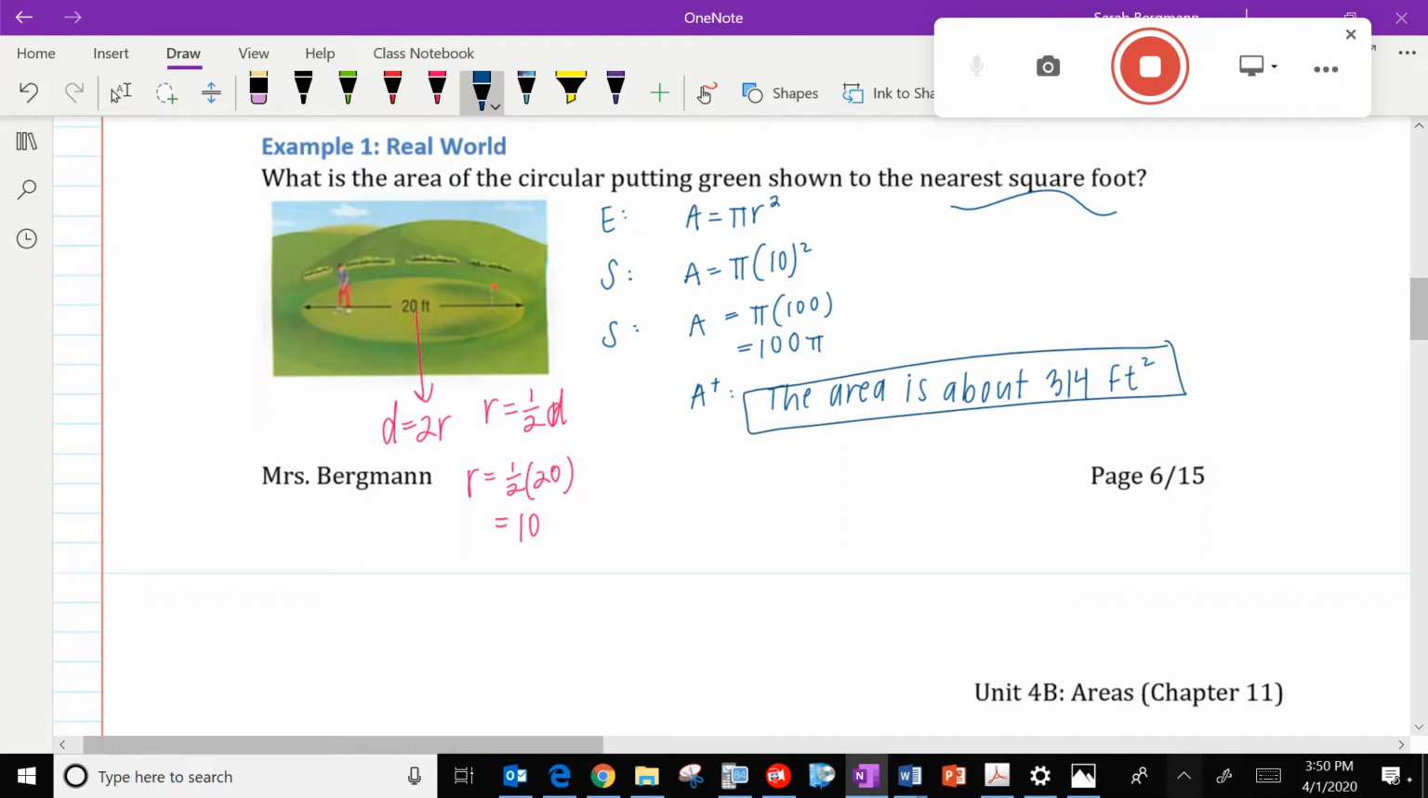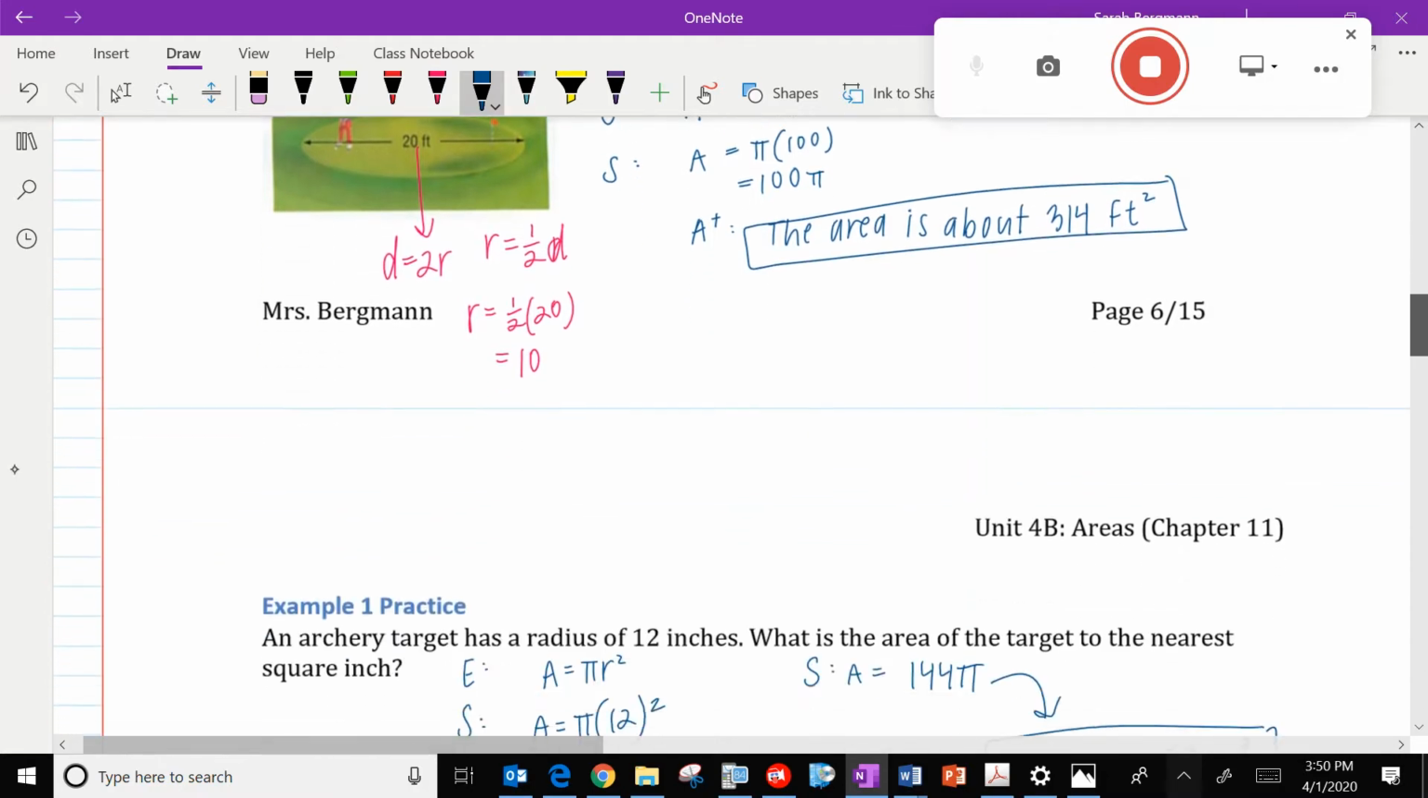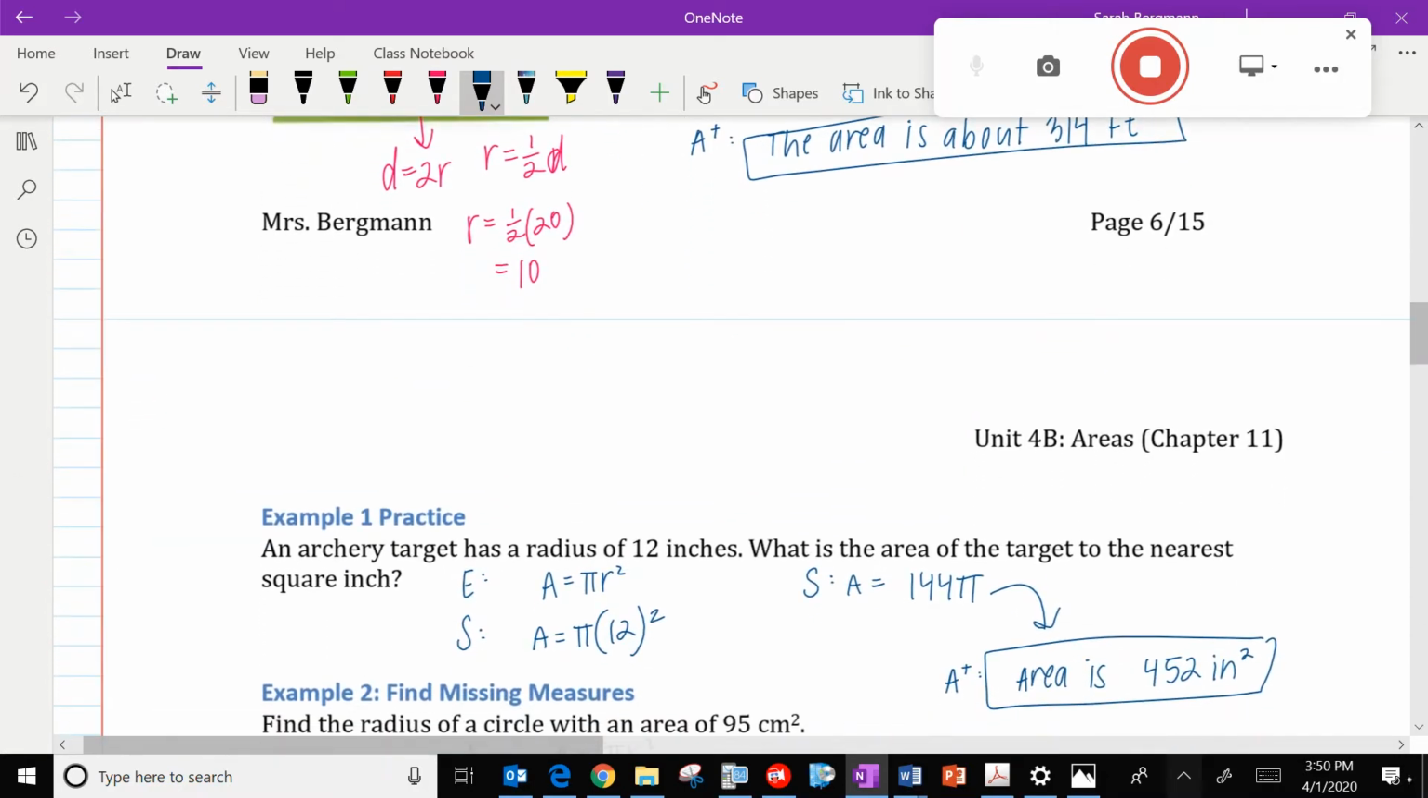Go ahead and try the practice problem at the top of the next page about the archery target. Okay, check your answer on this one.